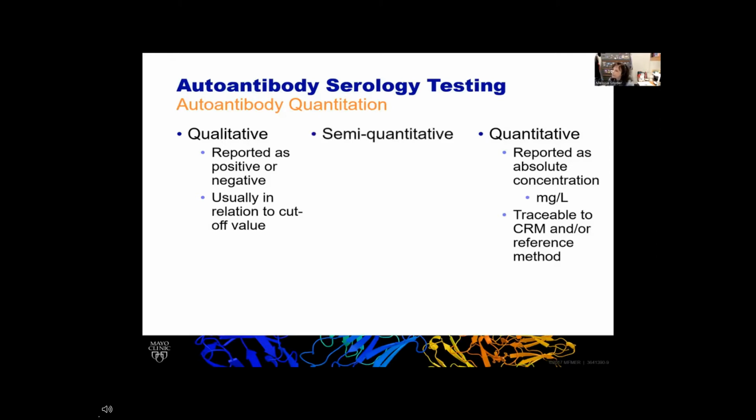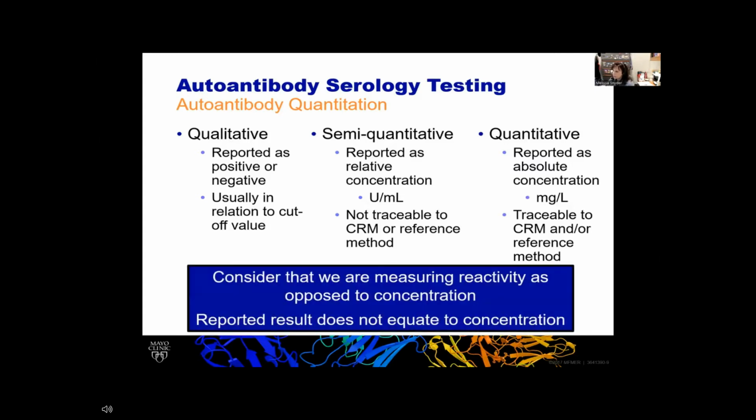In between qualitative and quantitative, we have our semi-quantitative assays. How do semi-quantitative assays differ? Usually these are reported in some kind of relative concentration, such as units per milliliter, or perhaps even a titer. In addition, semi-quantitative assays generally are not traceable to a certified reference material or to a reference method. When we think about autoantibody testing, generally we're thinking about semi-quantitative assays. However, I would like us to think beyond just measuring concentration, and think that what we're really measuring is reactivity and not necessarily a concentration. Keep in mind that the result reported does not necessarily equate to a true concentration, because there are so many other parameters that impact the reactivity you might detect in an assay, such as the affinity of the antibody for that particular antigen, and not just solely how much antibody is present within a patient sample.